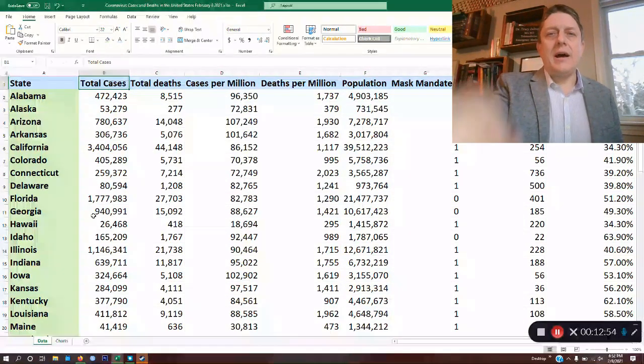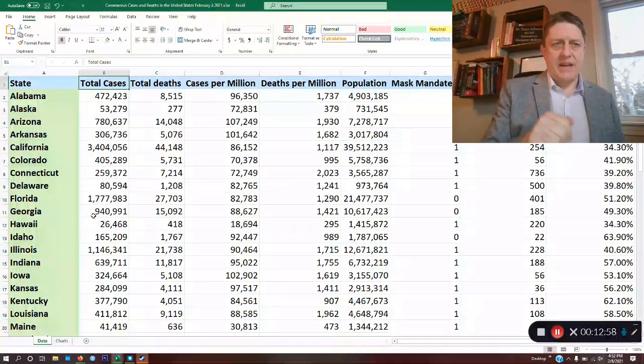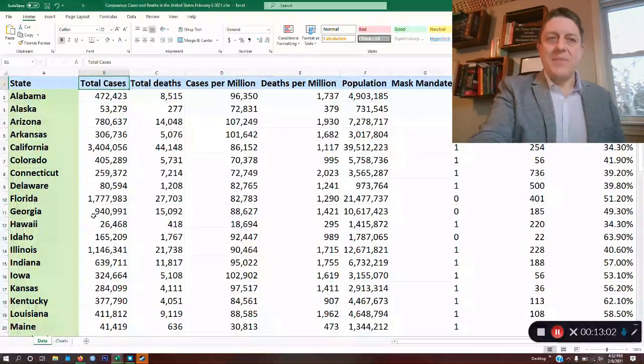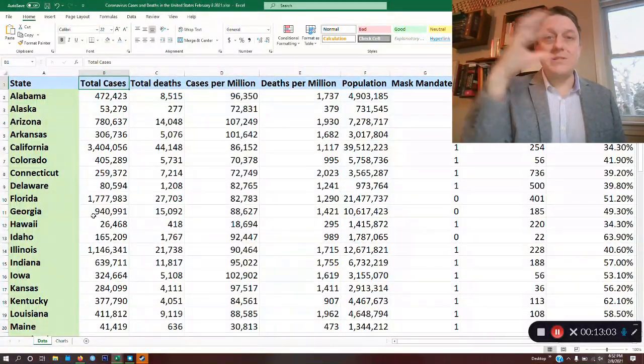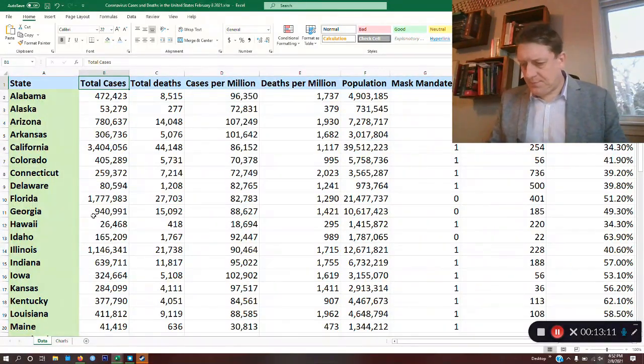A 1 is taken to indicate a yes. So Alabama does have a mask mandate, but a 0 indicates a no. Alaska is a 0. Arizona is a 0. Those states do not have mask mandates. Likewise for Florida and Georgia and Idaho and so on.